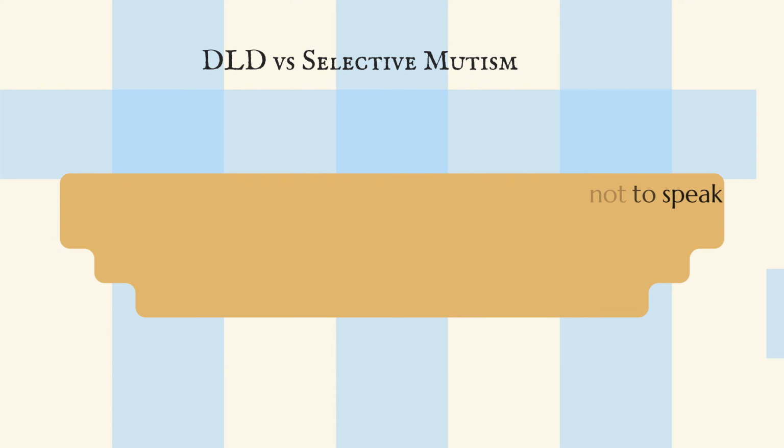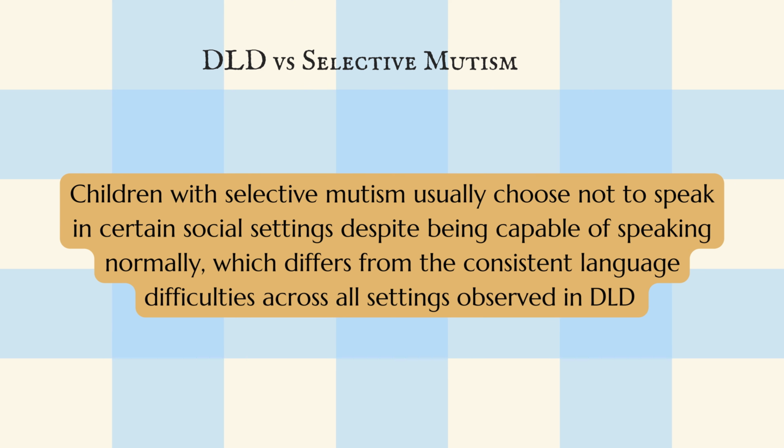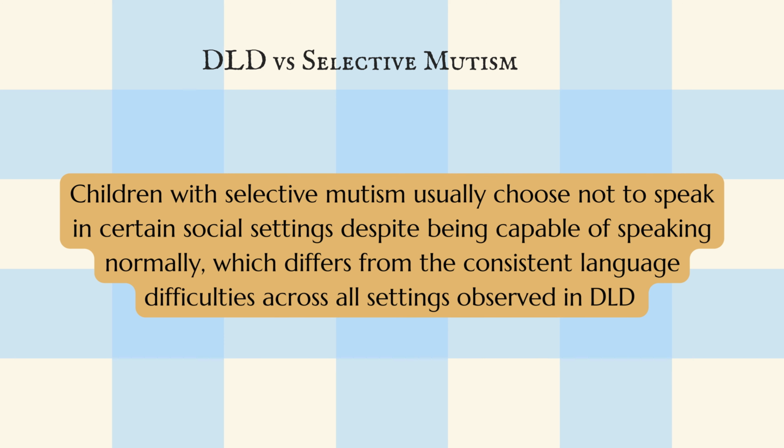Number 5 is selective mutism. Children with selective mutism usually choose not to speak in certain social settings despite being capable of speaking normally. In my clinical experience, I've seen selective mutism to be more present in school. The child would just not speak in school at all, and once they come back from school, they will start talking. This is called selective mutism in children. It is different from DLD.